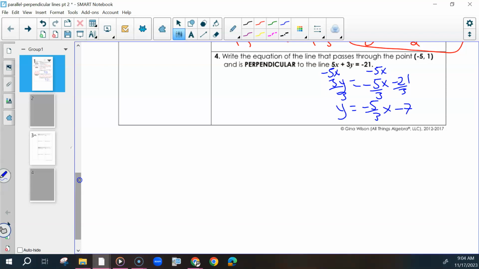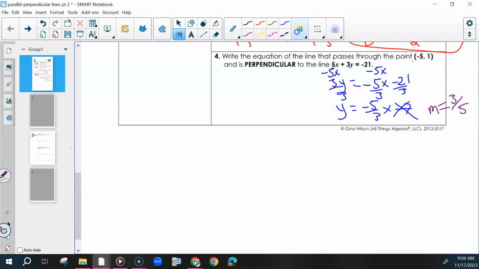It has to be perpendicular to this one. We cross out the y-intercept. What would our new slope be? 3/5. So again, you have to change that first. Otherwise, your answer is going to be wrong. Then you have to do the rest of the work.